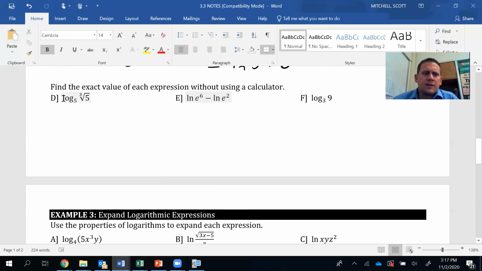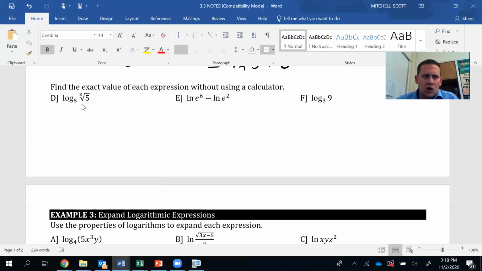So letter D says, or the directions say, find the exact value of each expression without using a calculator. So this is using our properties. Now, if you could have a calculator, you can obviously evaluate it. But for right now, we're practicing using the properties because for certain things, our calculator won't do them. So we have to know the properties. If it is a calculator question, well, then just use a calculator. You don't need to use properties. But for practice purposes, we need to be able to do this kind of stuff.